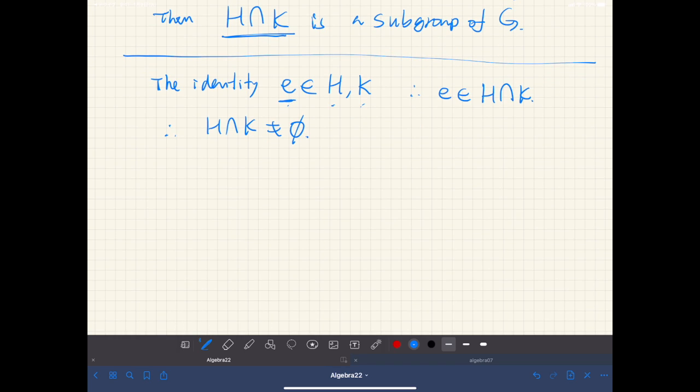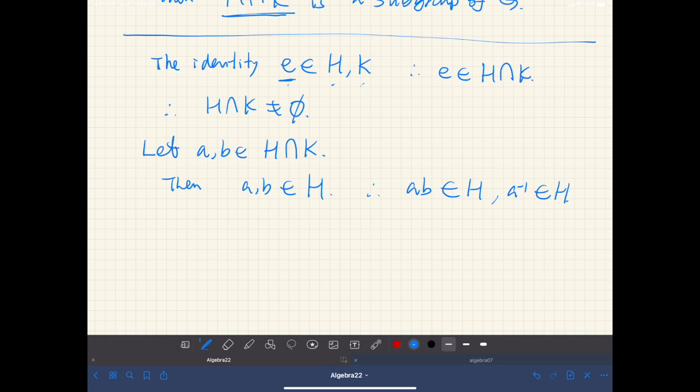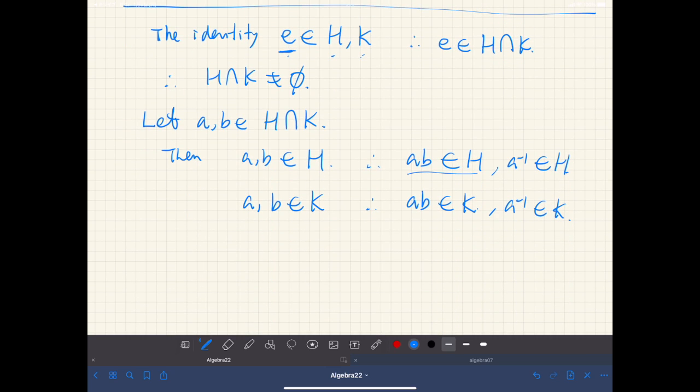Okay, so that's one thing. Now, we check the subgroup criterion. Let a, b be elements of H cap K. Then this means a and b belong to H. Therefore, ab belongs to H, and a inverse is also an element of H. And at the same time, since it's intersection, a and b also belong to K. Therefore, ab belongs to K, and a inverse belongs to K. This is because H and K are assumed to be subgroups. So therefore, they do satisfy these criteria.